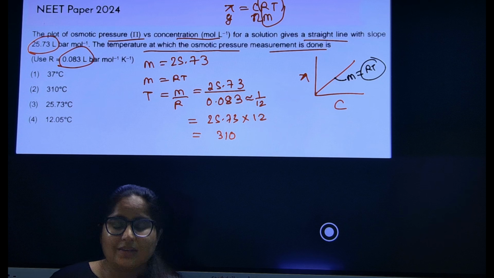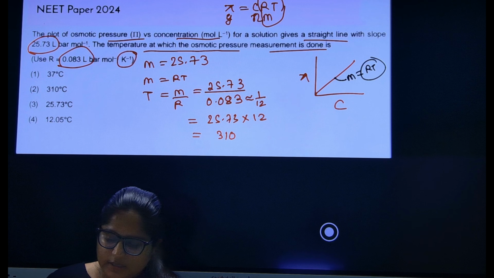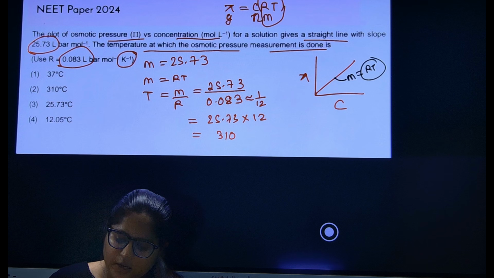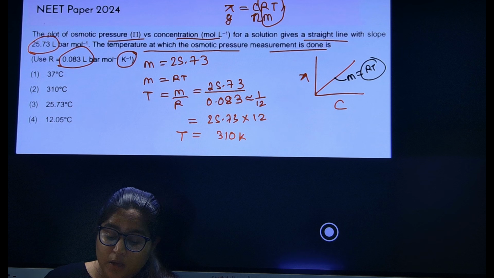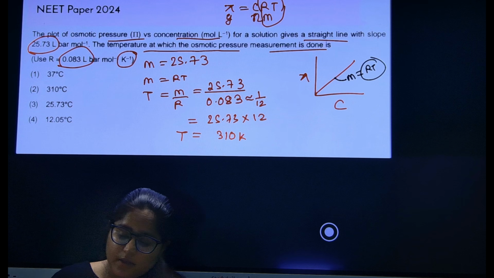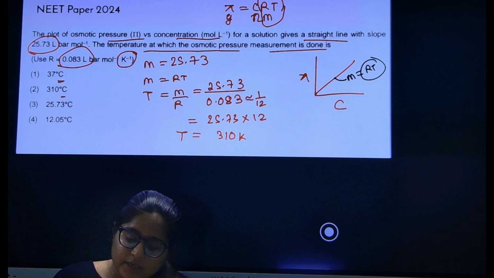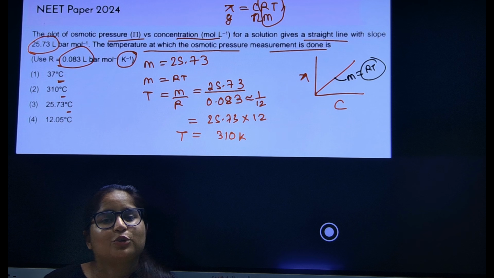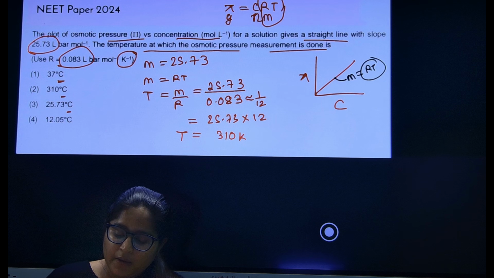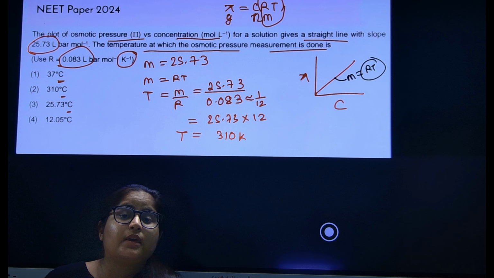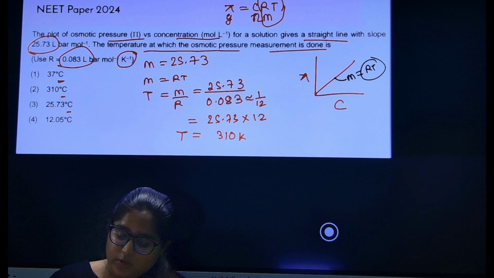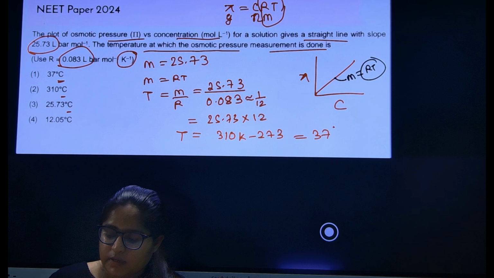Okay, so one important point. Now you see here, R value is given in Kelvin. It means our temperature here we will get in Kelvin. Here you will make a mistake, but in the question they are asking in degree centigrade. You will see option number 2, you will take 37, right? So it is given in Kelvin, but they are asking in Celsius. So what we will do? Minus 273. So you'll get here 37 degrees centigrade.